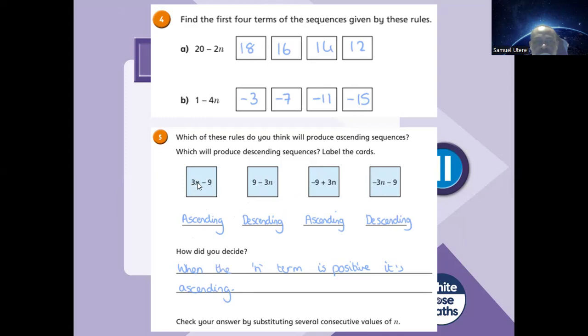So when you see the n term is not positive, it's descending. That one is positive, even though it's written the other way around. We could have written this as 3n minus 9. That's not positive, so it's going to be descending. Okay, all right.